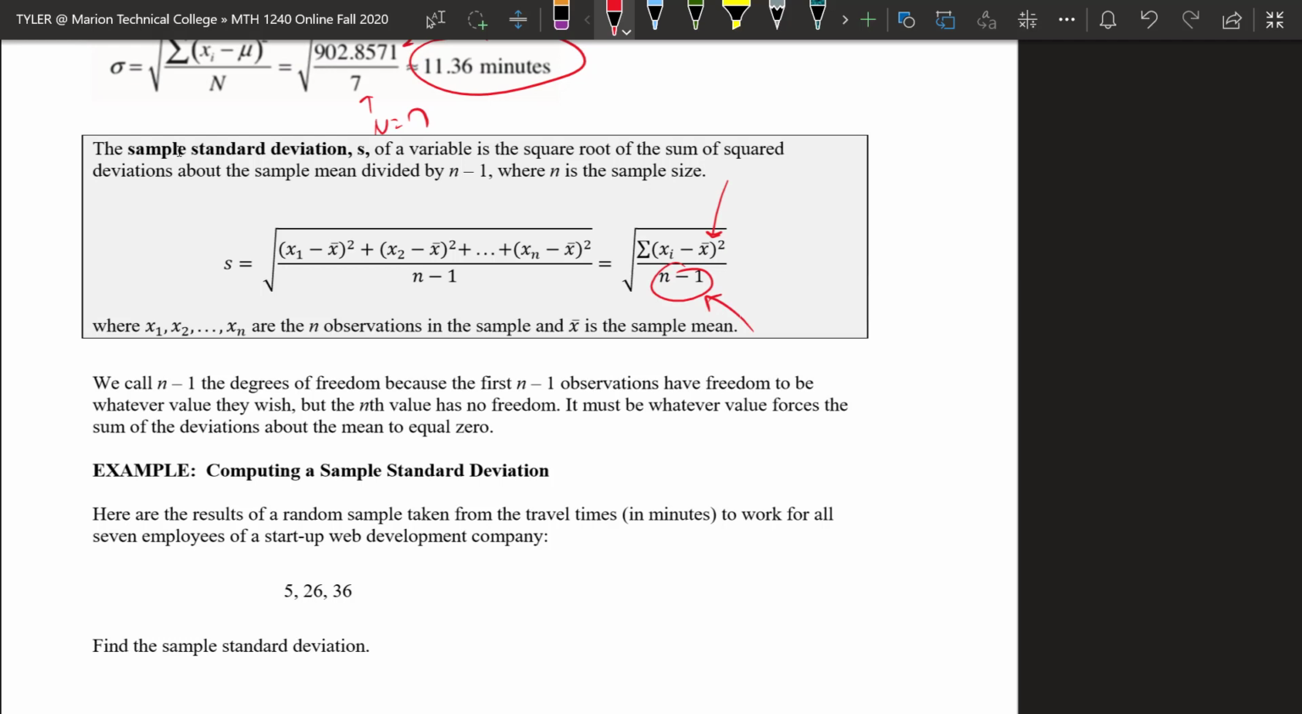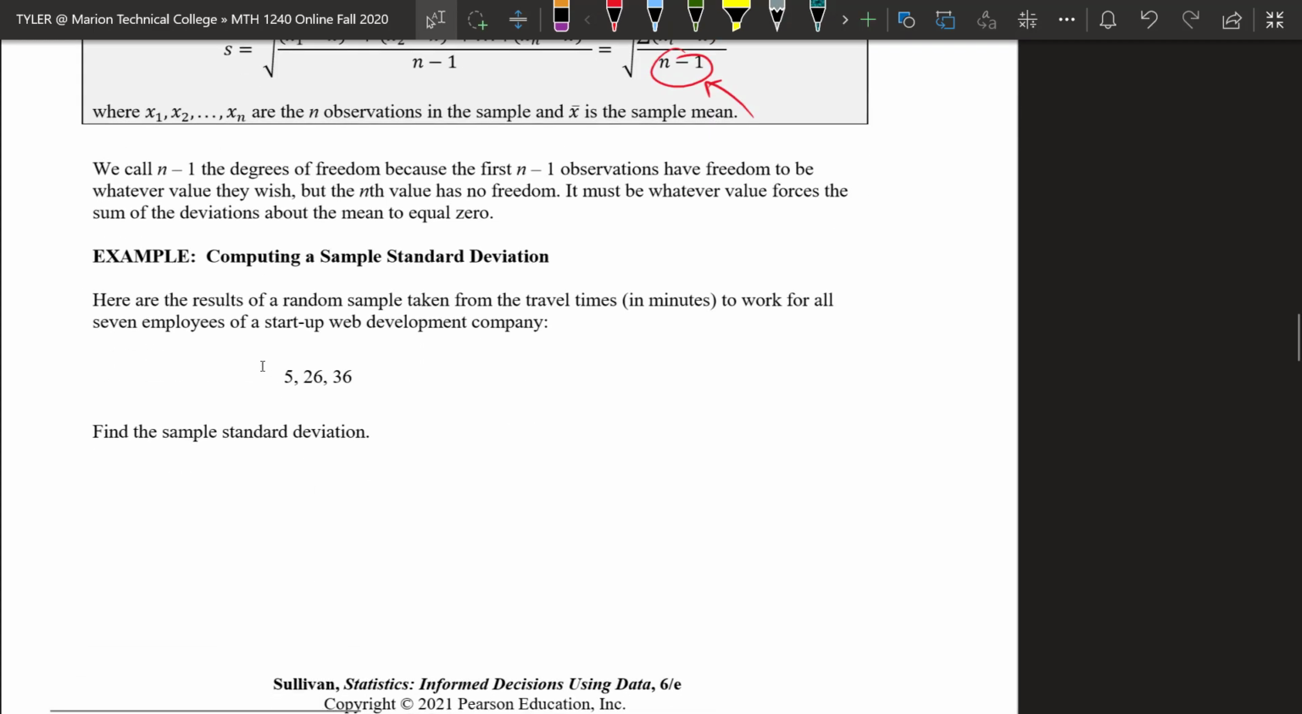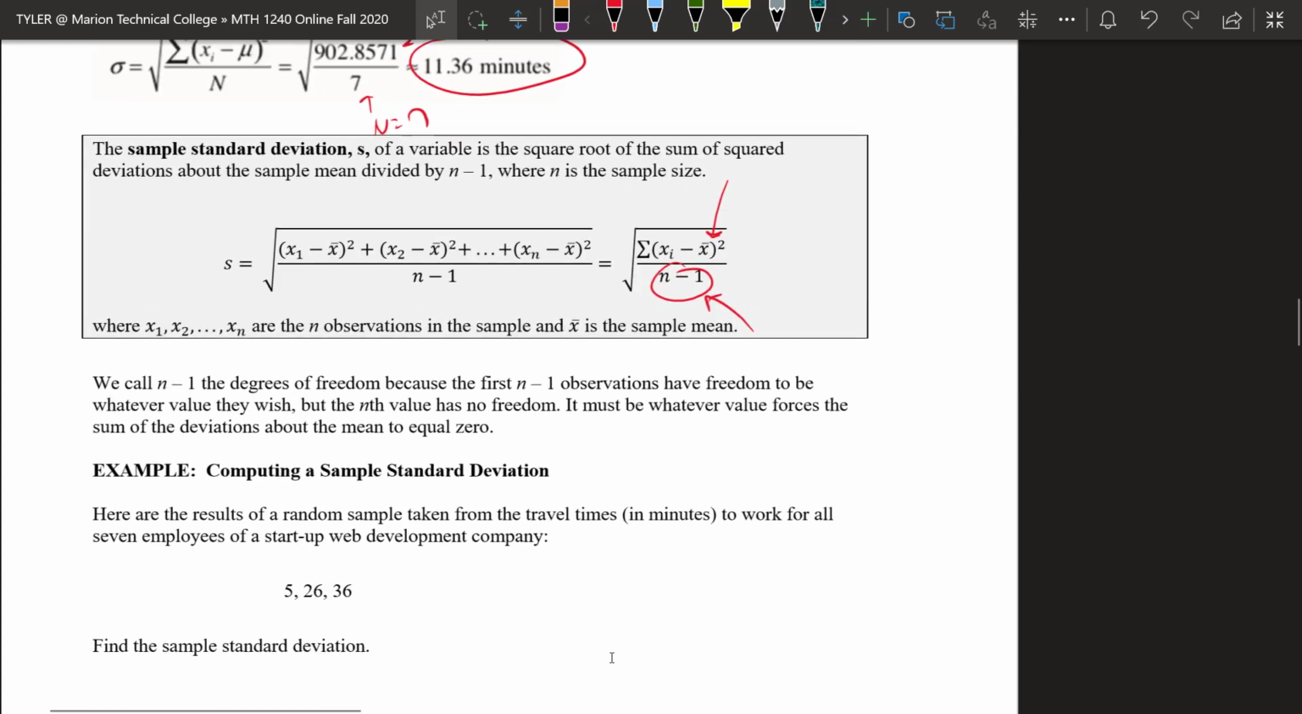Because if you put n in here, it doesn't get as close to what it should be. But if you do n minus 1, it seems to work out, right? So if you take more statistics classes, you might learn more about degrees of freedom, but that's what we call that. Right, so then I have an example of that. So this is a sample from those travel times of 3 things, and I want to walk through how to find the sample standard deviation. Right, so it's going to look fairly similar.